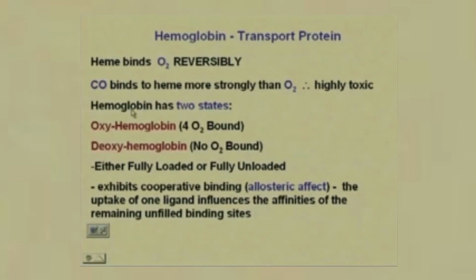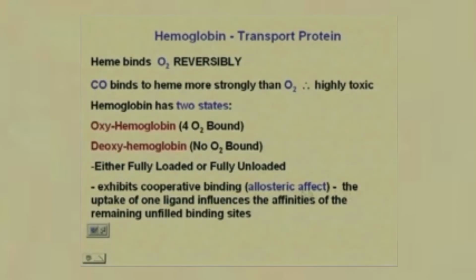Now hemoglobin has two states: oxyhemoglobin, as the name implies, where we have 4 oxygens bound. Why do we have 4? Because we have 4 subunits. Each subunit has a heme. Each heme is going to bind an oxygen. We also have deoxyhemoglobin, where no oxygen is bound. And usually, as I said, it is either fully loaded or fully unloaded. So we either have oxyhemoglobin or deoxyhemoglobin, and the binding is in a cooperative fashion.